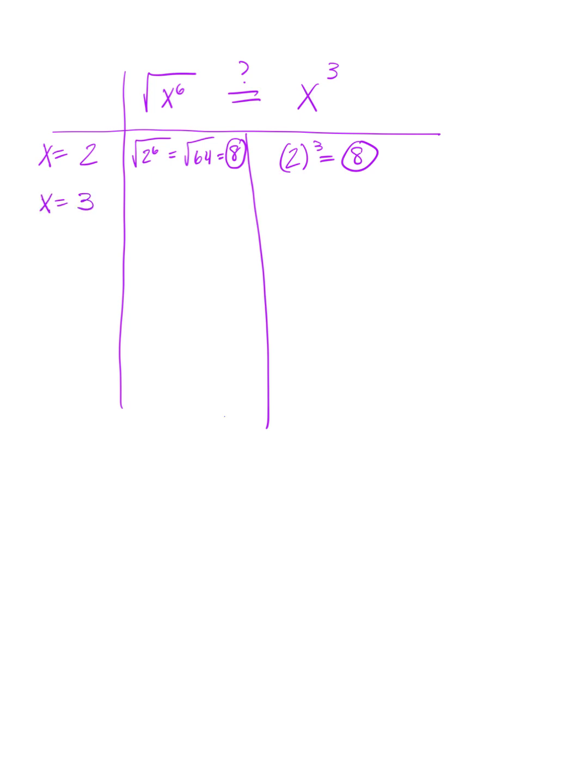So I'm going to do the square root of 3 to the sixth. And I get the square root of 729, which is 27. Okay. And then I'm going to plug into my x cubed formula, take my 3, plug it in here. I get 3 cubed, which is also 27. So maybe we're feeling confident that the square root of x to the sixth always equals x cubed. But I haven't actually tested any negative numbers yet. So let's do x equals negative 2.